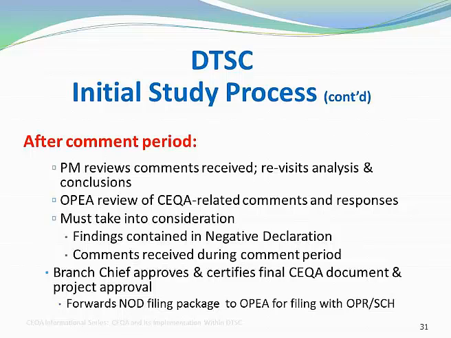When all comments have been addressed, the branch chief approves and certifies the final negative declaration or mitigated negative declaration and forwards the notice of determination package to OPIA to complete the notice of determination filing with the Office of Planning and Research State Clearinghouse. At this point, the project can be approved.